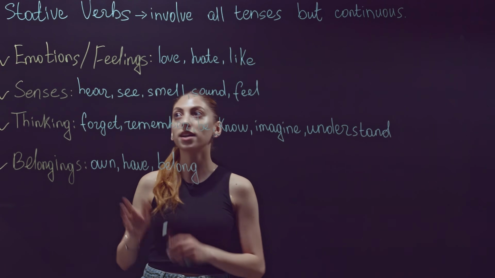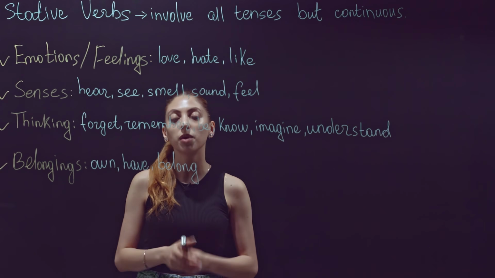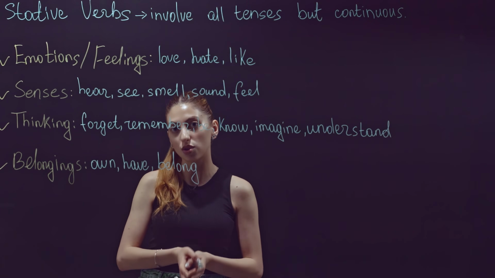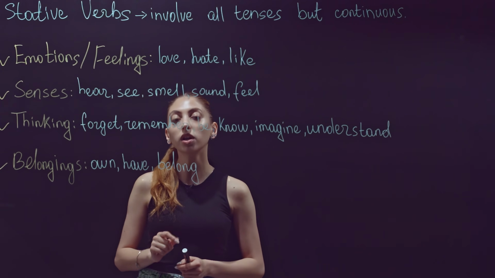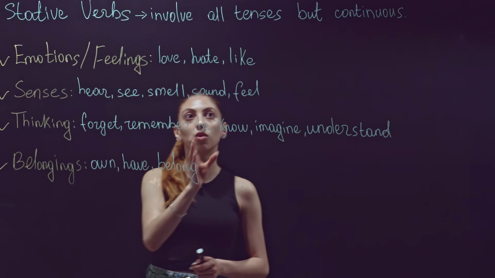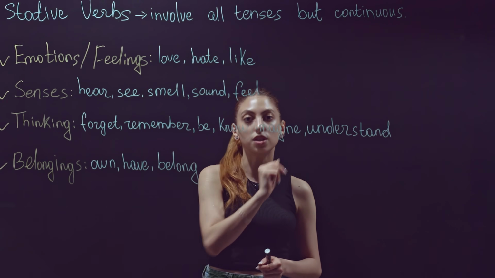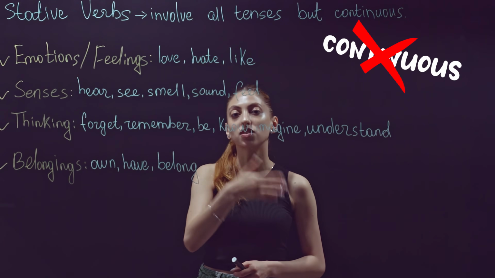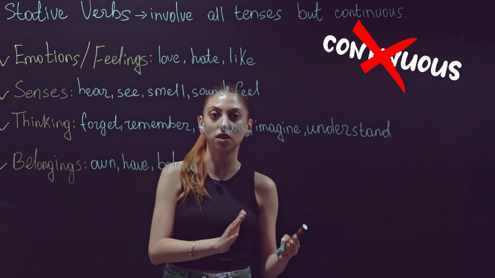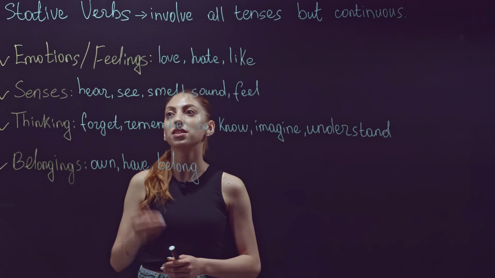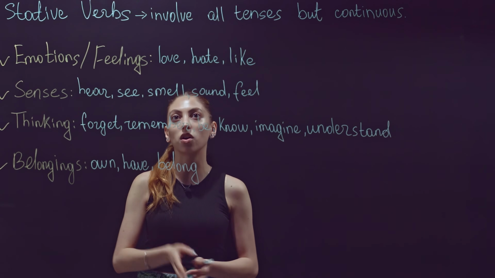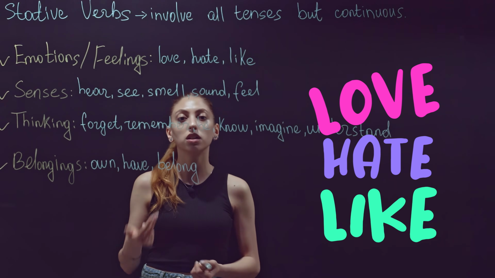Well guys, next one is stative verb or stative verbs. As I already said, a stative verb refers to state or condition. And what you need to remember is that stative verbs involve all tenses but continuous. So it means that you can't use the continuous form with stative verbs, okay? So the first one is emotions or feelings, and the stative verbs are love, hate, like.